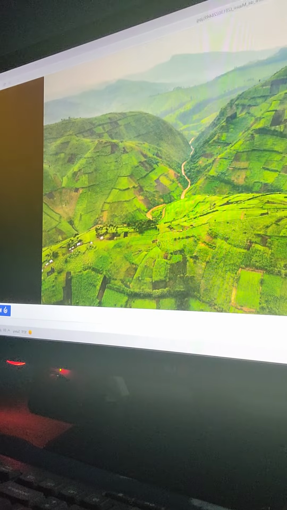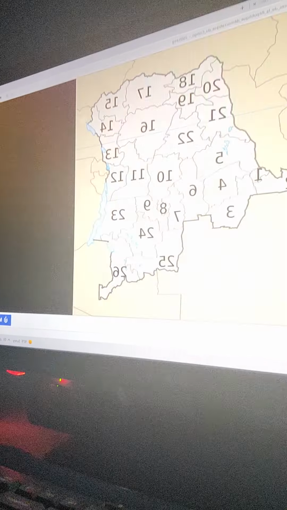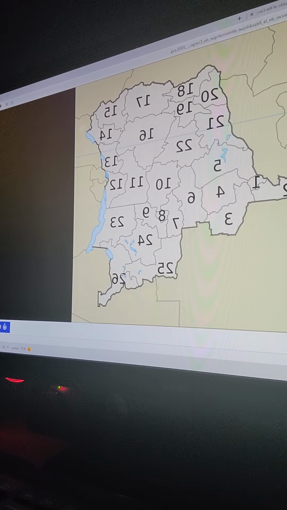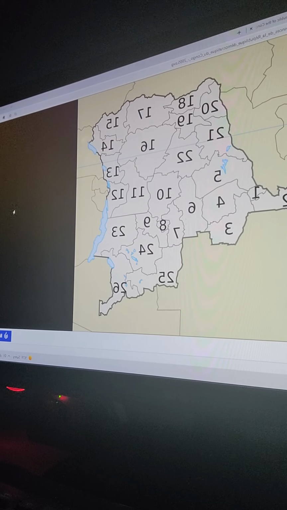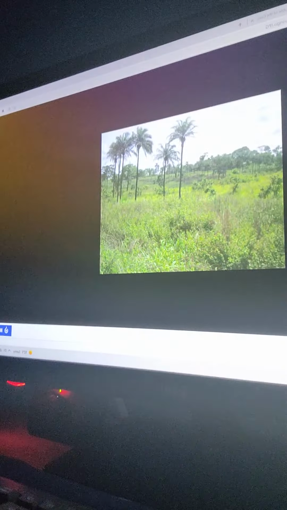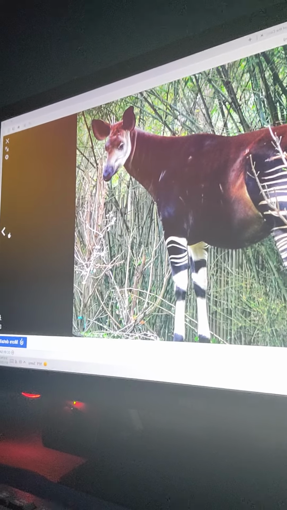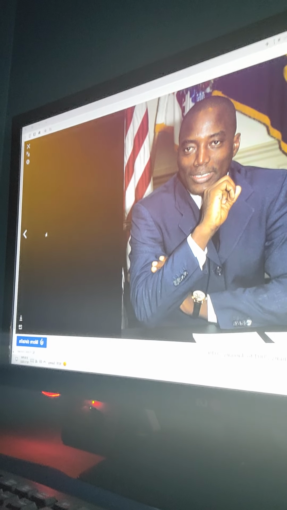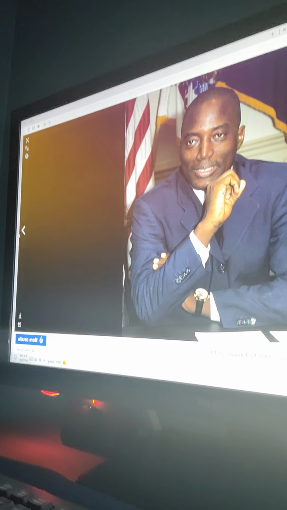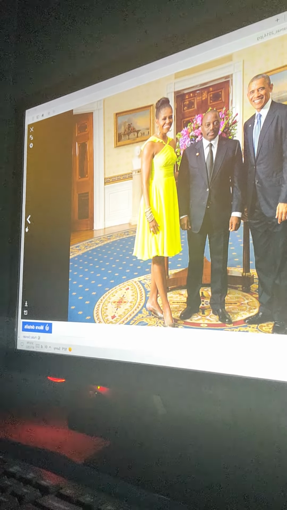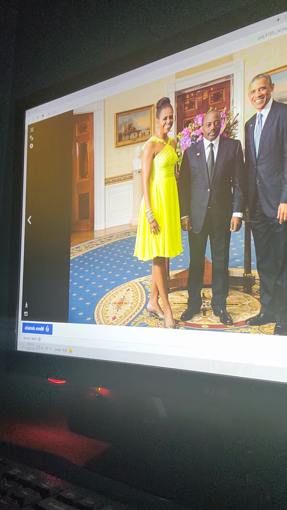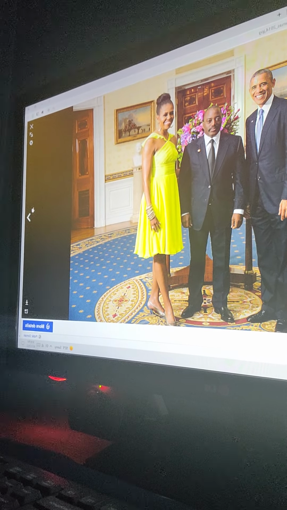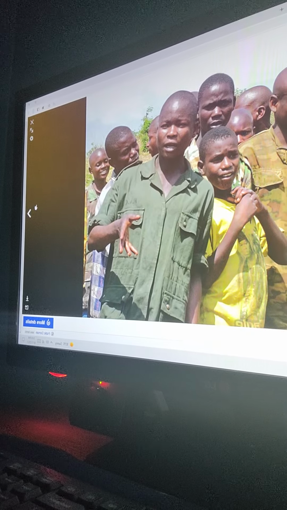And Mount Nyiragongo, which erupted last year, and Garamba National Park, Lake Kivu, and there are about 26 provinces in total. And the vast Congo landscape, and the gorilla, hippopotamus. And Joseph Kabila was president of the Democratic Republic of Congo from January 2001 all the way to January of 2019. And President Joseph Kabila with President Barack Obama in 2014, and the forces and a lot more.